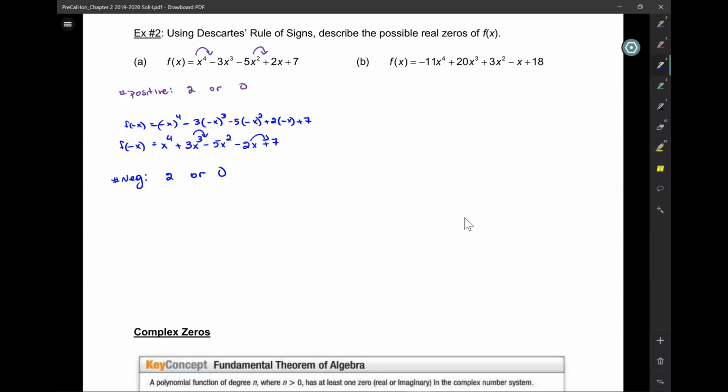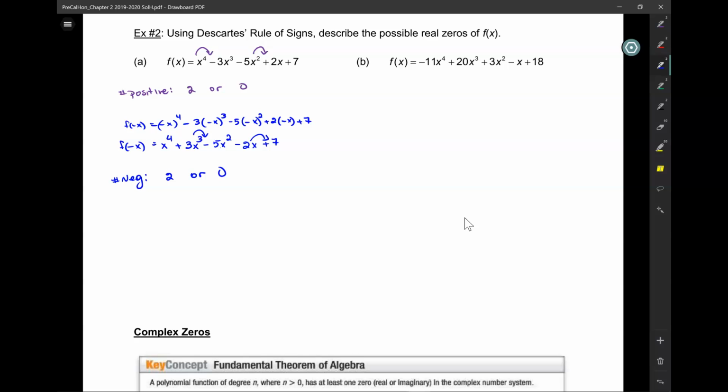Are we okay with this? Yeah. So if there's 0 negative. Okay, hang on. I'm not there yet. When you were doing the negative 3 negative x to the third, why does that change? Because negative x cubed is negative, times negative 3 is positive. And then positive times negative is negative.